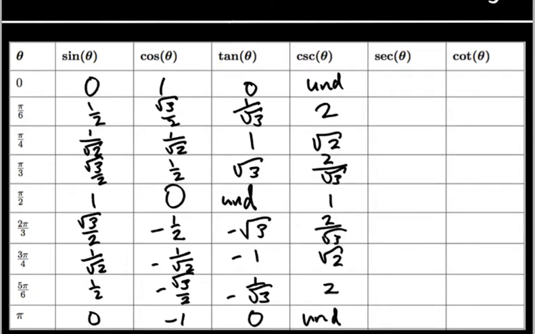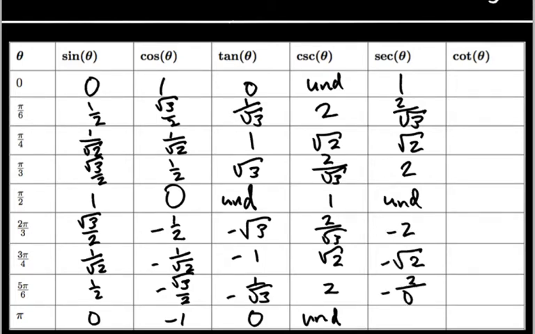Same thing with secant and cosine. Let's just flip those completely. And then you will get all of these values. And then cotangent and tangent, again, same thing. You just flip all the tangents and you get your cotangents.